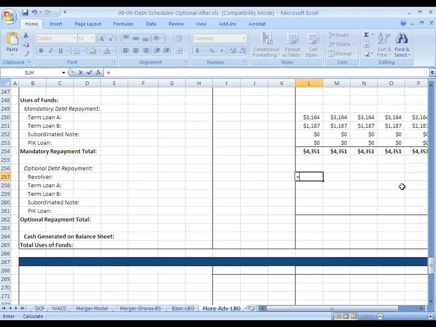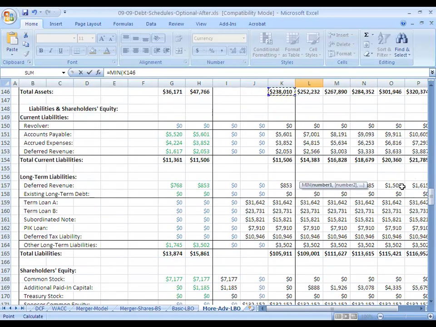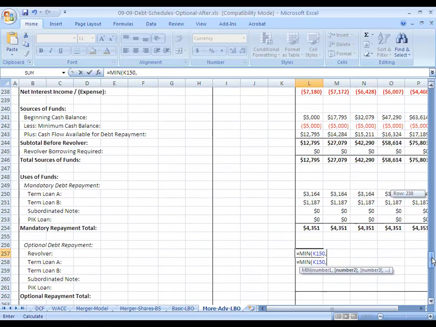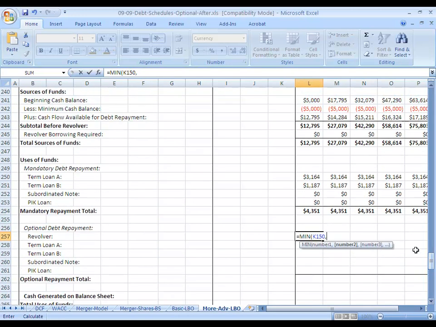So we know that for any type of optional repayment here, we always want to be looking at the previous balance, so the balance at the beginning of the year. So I'll go up to the revolver to get that. So we're going to be looking at the beginning FY 2009 balance for the revolver. And then what we want to do is look at how much cash flow we actually have available to repay debt. So in this case, the subtotal before the revolver. So we have that. And then we want to subtract the mandatory repayment total here.